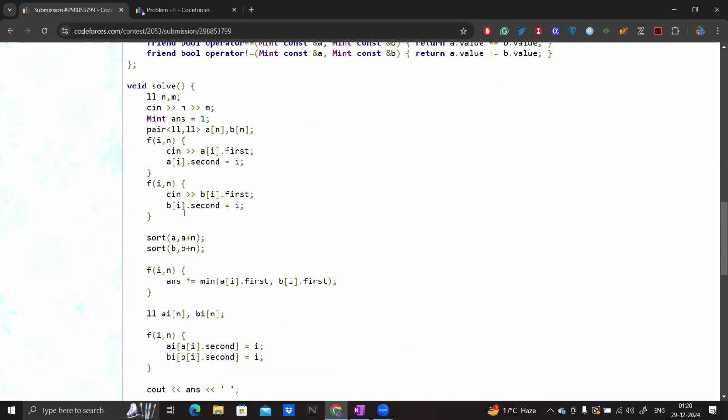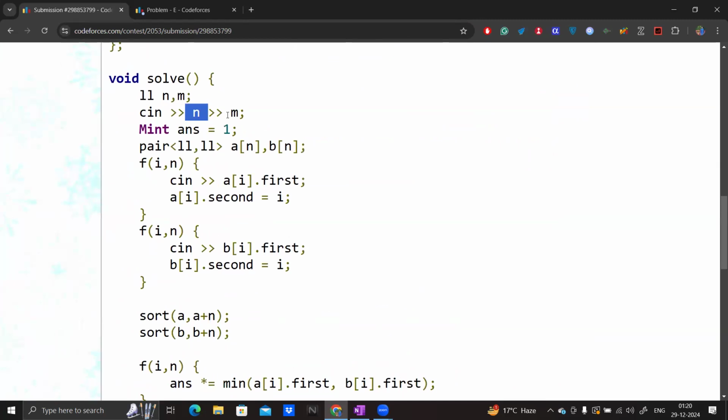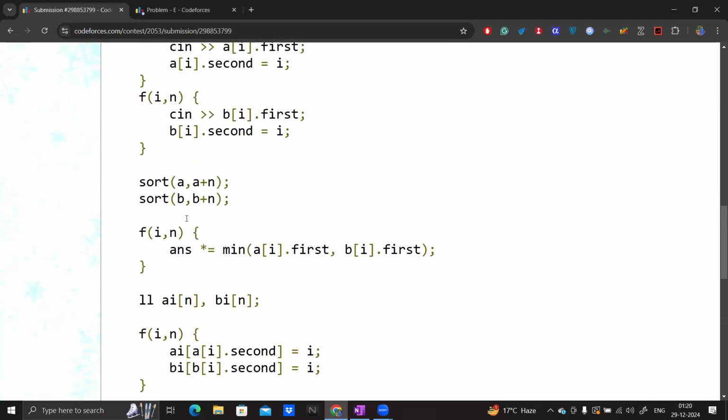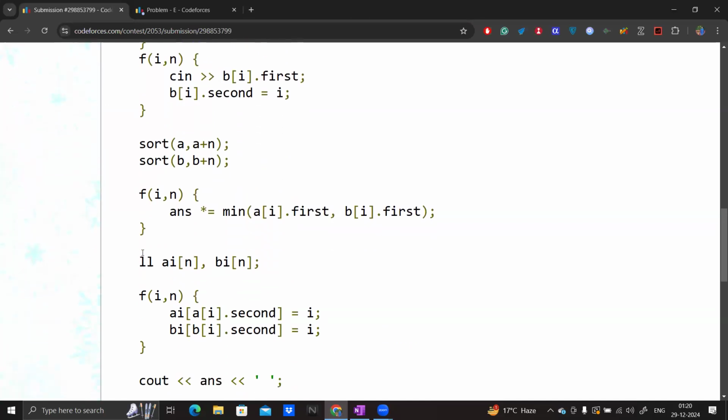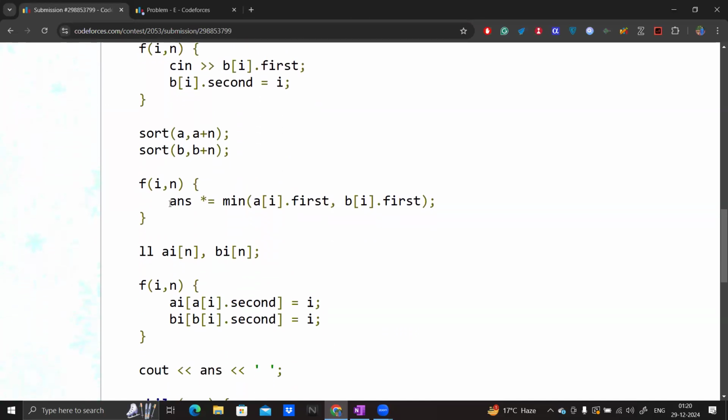So what I'm doing is taking the input n, m, then answer is 1. The input I'm taking in pairs, so the array is of pairs. A dot first I'm taking the input and a dot second is i. Same for b. Then I sort both of them and I calculate the initial answer by taking min of ai dot first and b dot first.